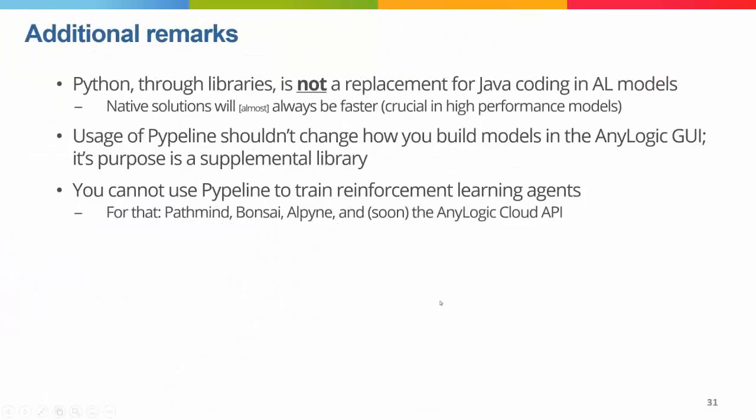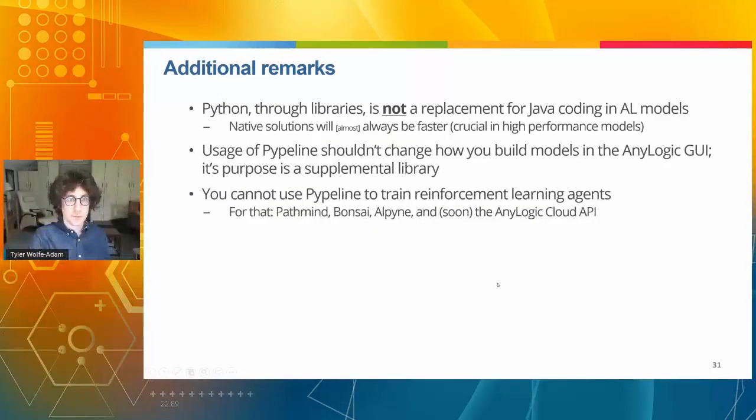And some final remarks on this. Despite all these cool features, Python in this case is not meant as a replacement for Java coding and AnyLogic models. The trade-off here is speed-based. Natively, there is some overhead, so the native solutions will almost always be faster. Using these libraries is just a supplement on top of what you're already doing within AnyLogic.